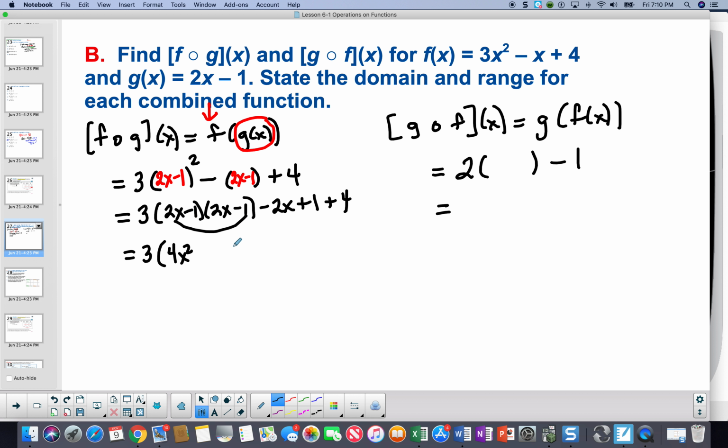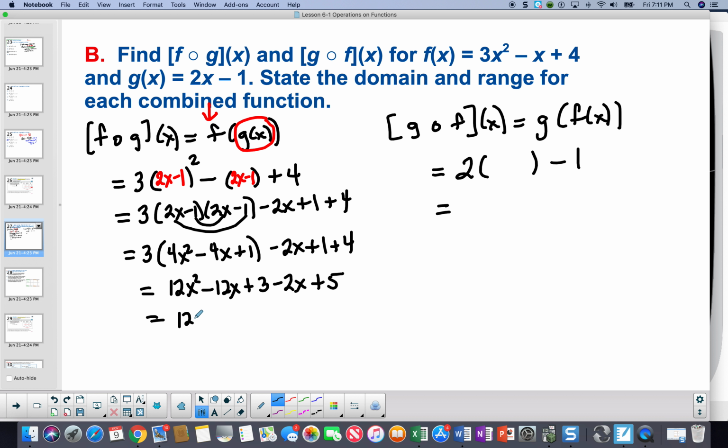And my outer is negative 2x. My inner is negative 2x, so I'll just say negative 4x. And my last are plus 1. Okay, and now I'm going to distribute: 12x squared minus 12x plus 3 minus 2x, and I'm going to call this a 5. So this is 12x squared minus 14x, and then this is plus 8. And this is a simplified version. This is our brand new function created by putting g of x into f.